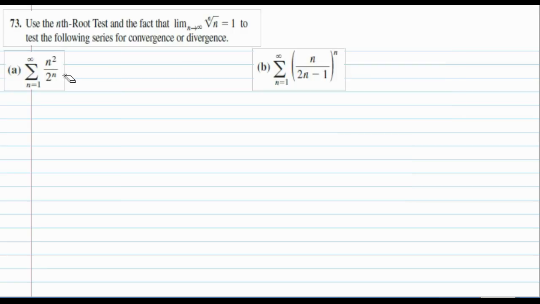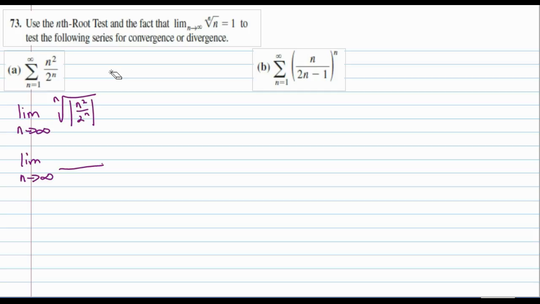So I'm going to take the limit as n approaches infinity of the nth root of the absolute value of my series. Now, all of our n's are positive anyway, so I don't have to worry about that absolute value so much. It's just mostly for show at this point, but you do want to show that.